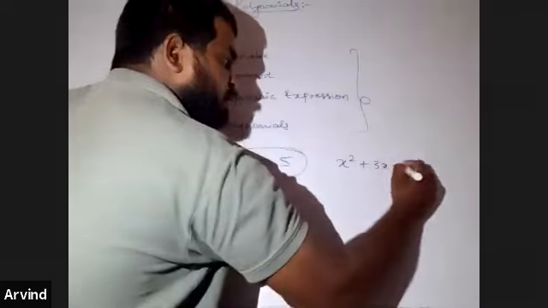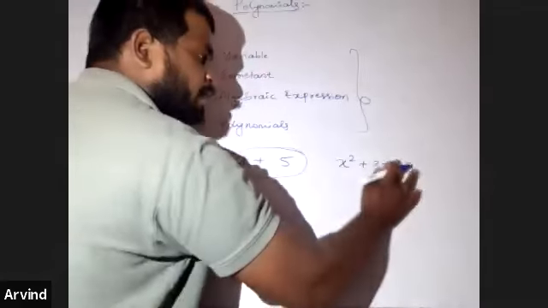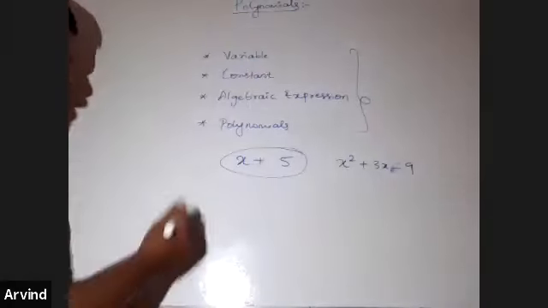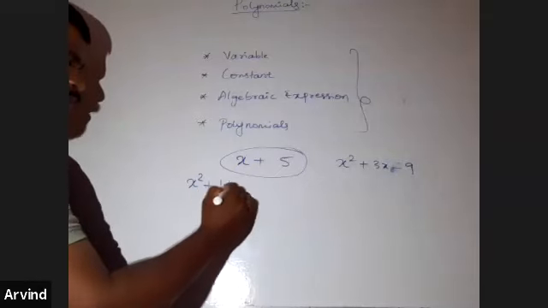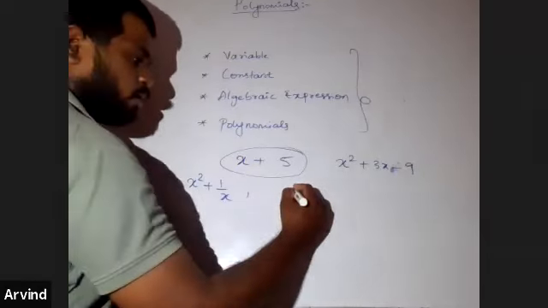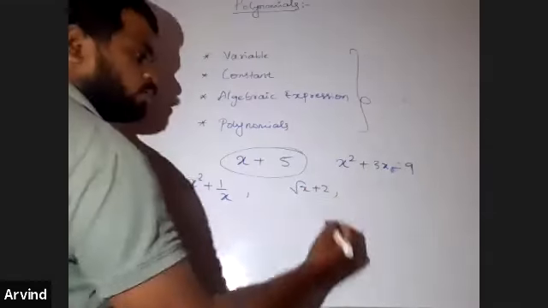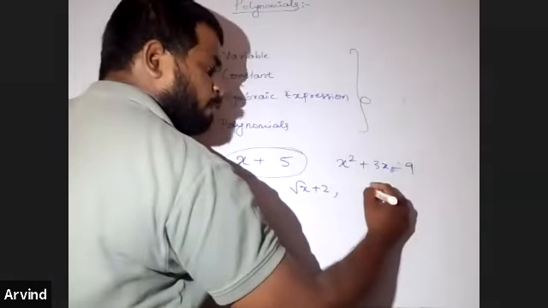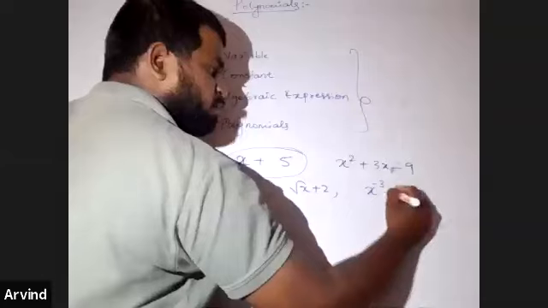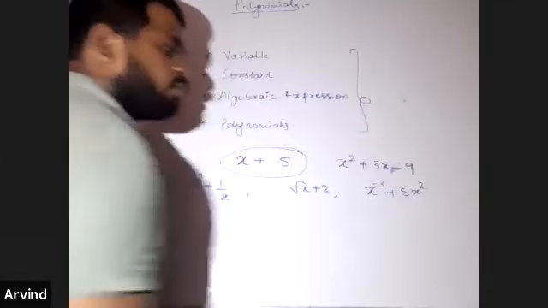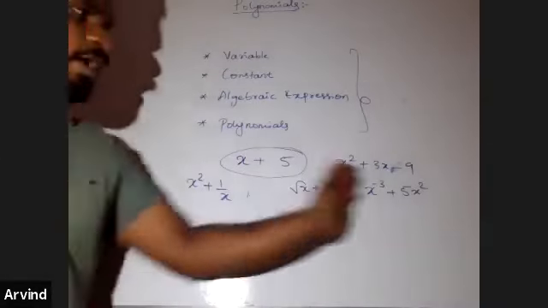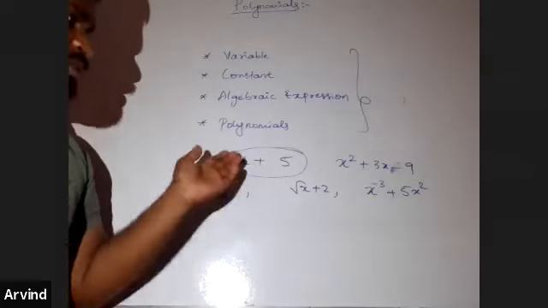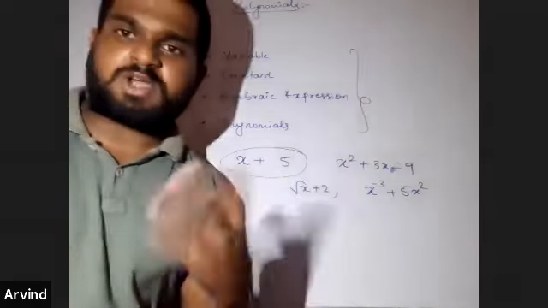x squared plus 3x plus 9. Or let's take minus 9. Or let's take x squared plus 1 by x. Square root of x plus 2. Let's say x to the power of minus 3 plus 5x squared. All these things are what? Algebraic expressions. Why? You're just combining variables and constants using plus or minus signs.